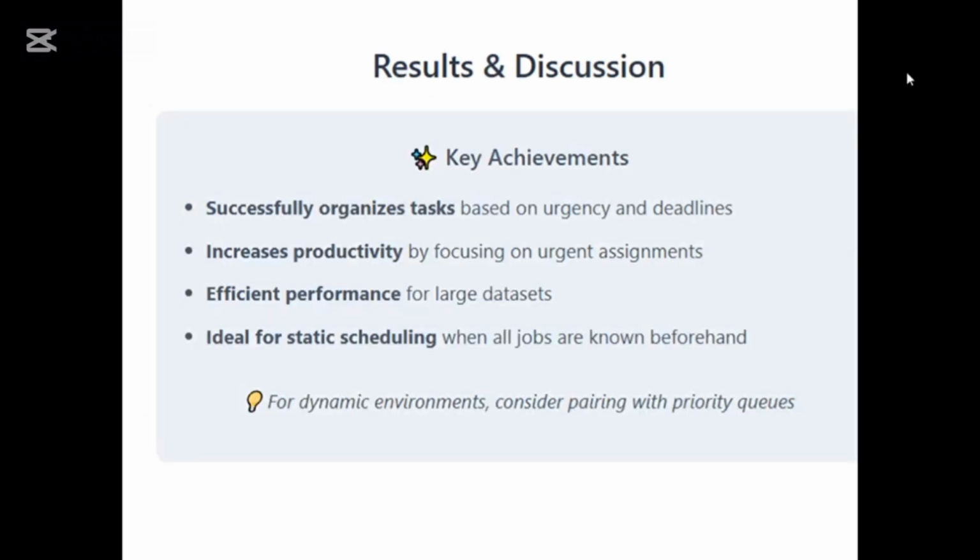So, after implementing the scheduler, we observed that tasks were correctly arranged from most to least urgent. Each assignment had a priority, and heap sort handled the sorting flawlessly. This system works best when all tasks are available in advance, what we call static scheduling. In dynamic or real-time environments, pairing heap sort with priority queues or min heaps would work better.